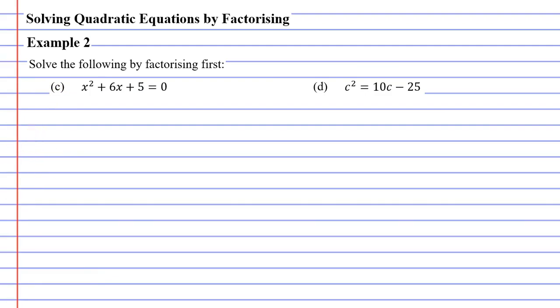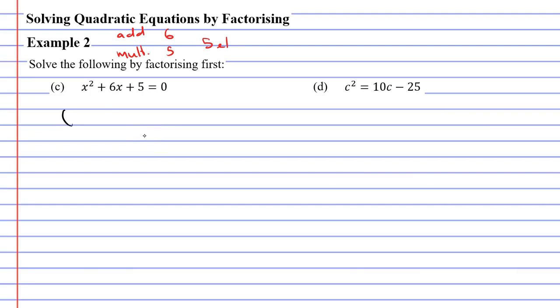This is a monic quadratic, and when you factorize a monic quadratic, you want two numbers that add to make the 6 here in the middle, and you want two numbers that multiply to make the 5 at the end. So we'll write that down. They've got to add to make 6, and they've got to multiply to make 5. What are those two numbers? They would have to be 5 and 1, because 5 times 1 is 5, and 5 plus 1 is 6.